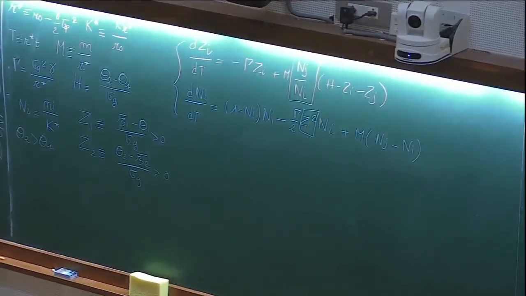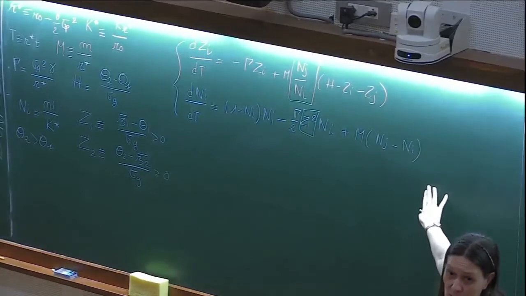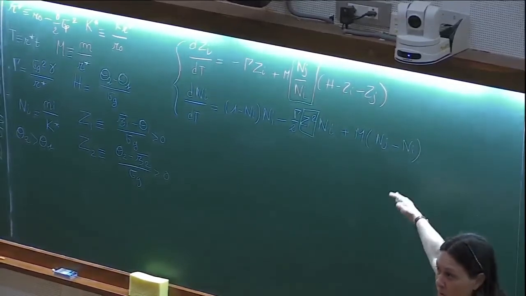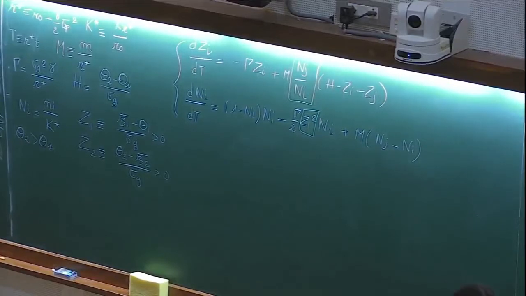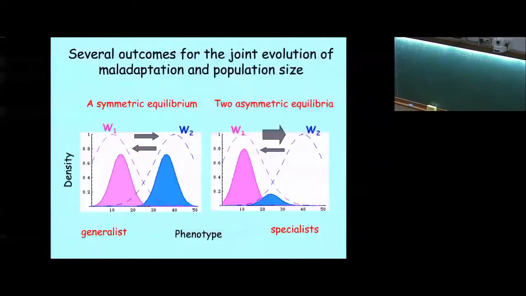So what we did when we ended up with the system of equations first is just numerically use the system of equations to describe the evolution dynamics of the system. And after a while, you reach some equilibria, and we ended up with different types of equilibria. So in some situations, we ended up with a symmetric equilibrium.